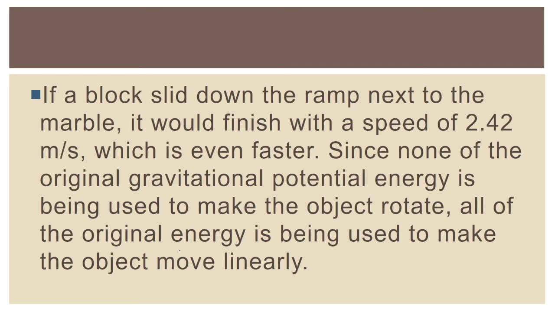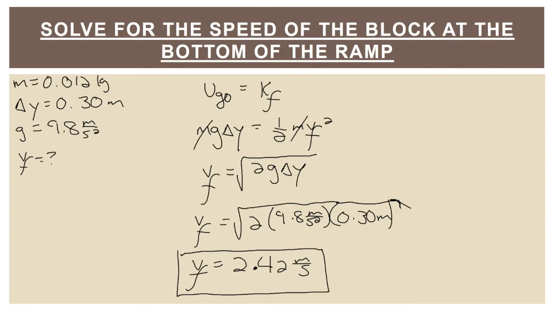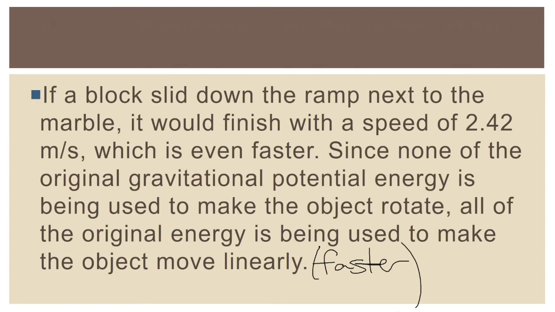That makes sense. Since none of the original gravitational potential energy is being used to make the object rotate, all of the original energy is being used to make the object move linearly. And that is why it's faster. Take a second to pause this video here and write down this note, as well as this solution if you're missing any part of it. And when you hit play, we'll move on.